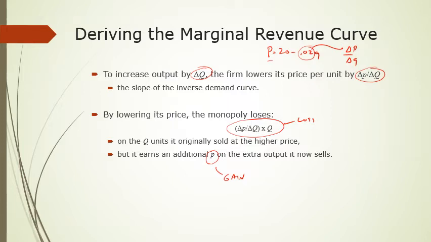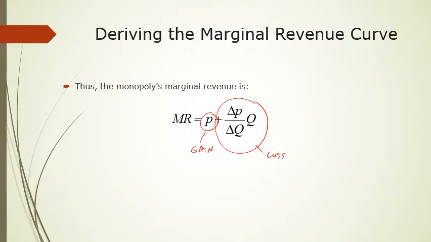But now it earns an additional gain, which is the new area of revenue, equal to 1 unit times the new price. So I'm balancing that gain. So what's the marginal revenue? In total, it's the gain, P, the new unit sold at the new price, plus the loss. So the change in P divided by change in Q, in our simple demand function, that was negative 0.02 times the number of units I had sold previously. So I'm balancing the gain with the loss.